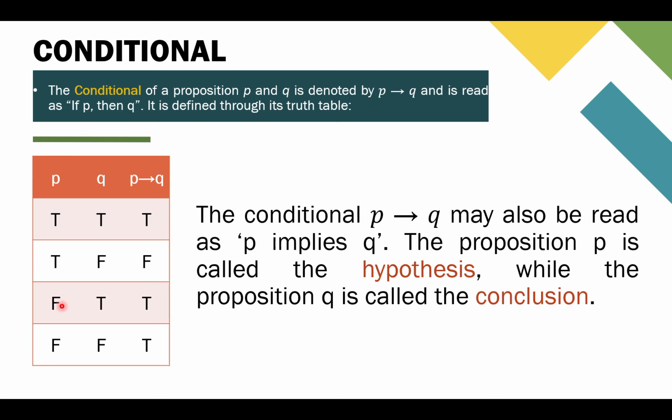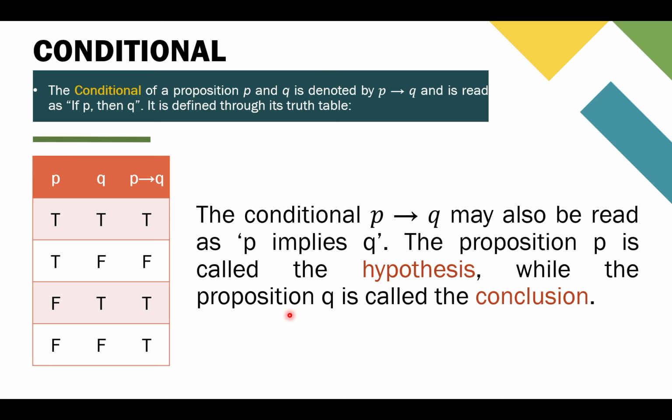The same goes for the next rows. If P is false and Q is true, then the statement is true. And if both P and Q are false, then its truth value is true. The conditional if P then Q may also be read as P implies Q. Our proposition P is the hypothesis, while the proposition Q is called the conclusion.